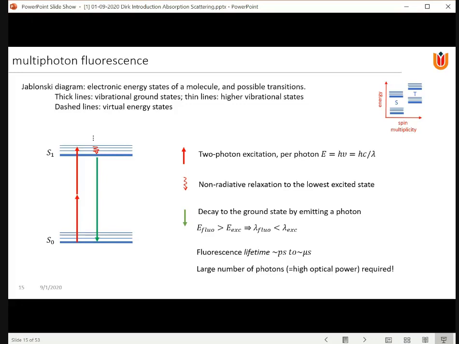Is multiphoton always to S1? I don't think so. I think this is just how I drew the cartoon the last time. I would have to check, but I don't think so.